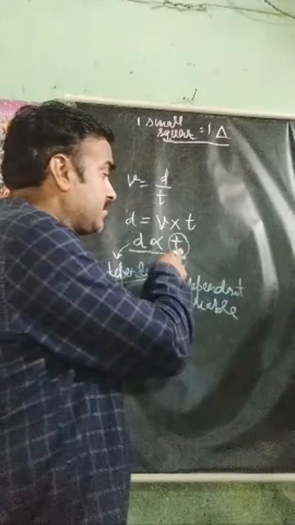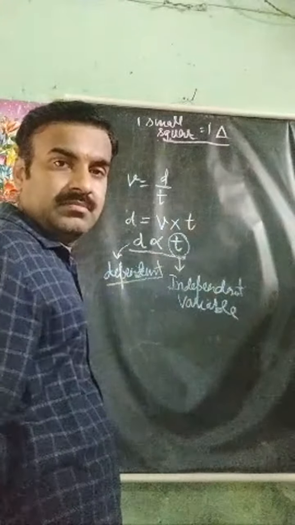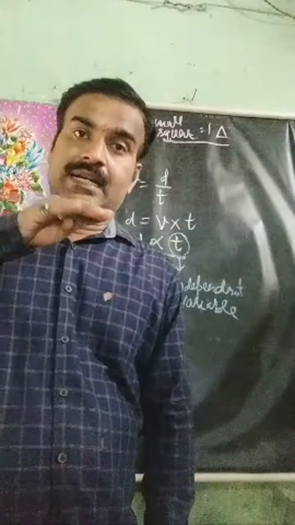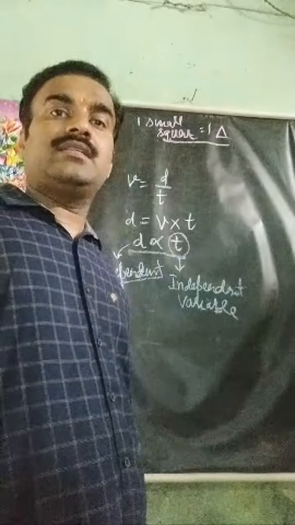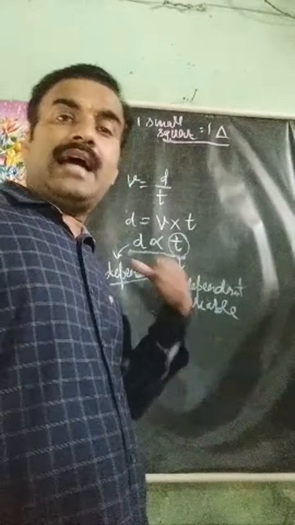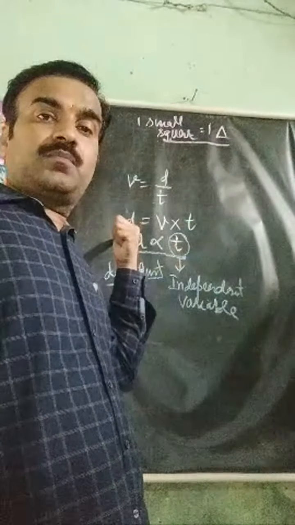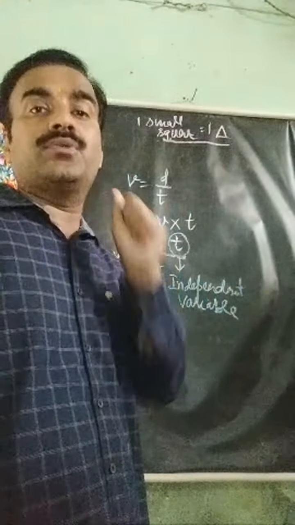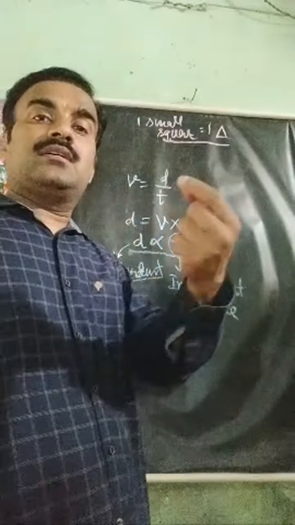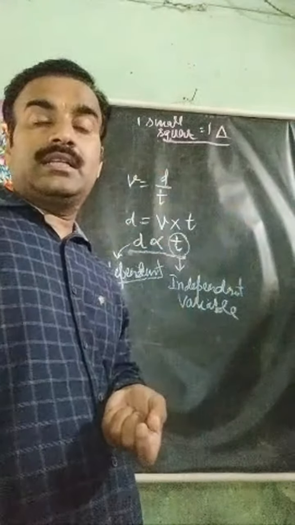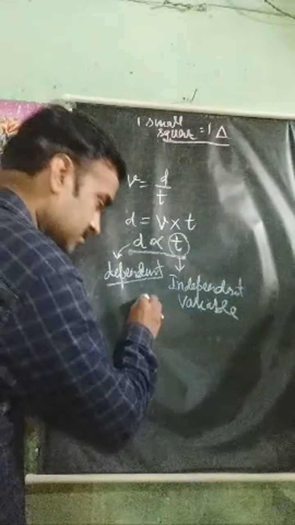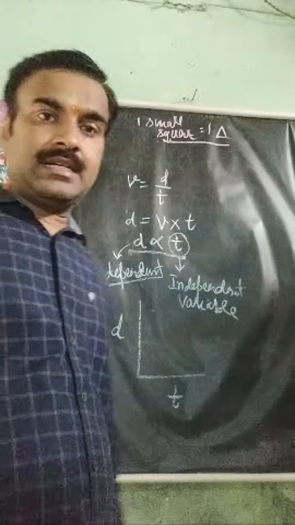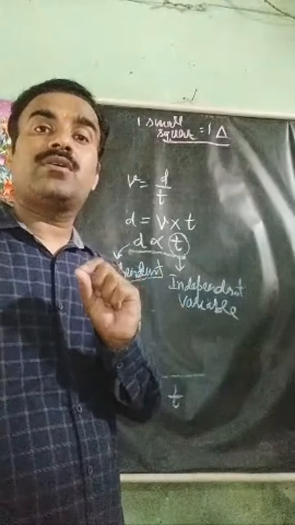Because as the time changes, the displacement will also change. Once a car is in motion, as the time passes, the displacement will also change. Or if any object is in motion, once we have applied the force and the time is changing, then the displacement will also change. That means time we have to take on this axis and displacement on this axis. Got it? This way we will draw the graph.